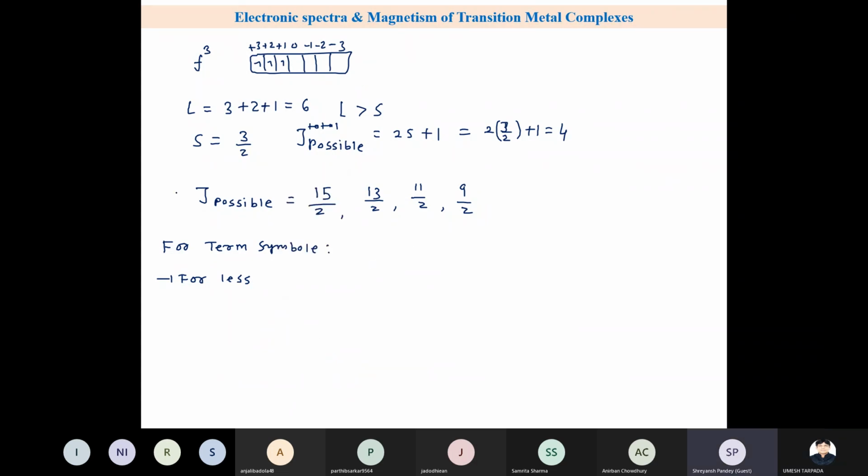Sir, how is J possible being calculated? Sir, J, these 4 are possible, understood. Okay, let me tell you. For less than half fill, which value is this? 9 by 2. Sir, the L minus S value is used. Sir, you told us.